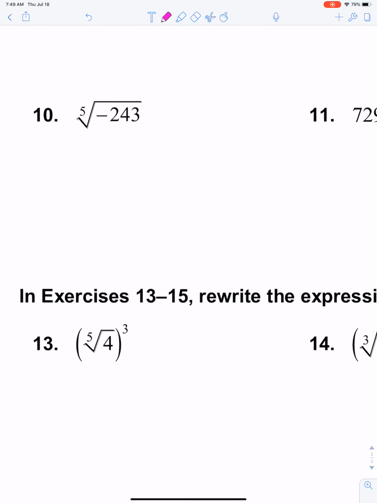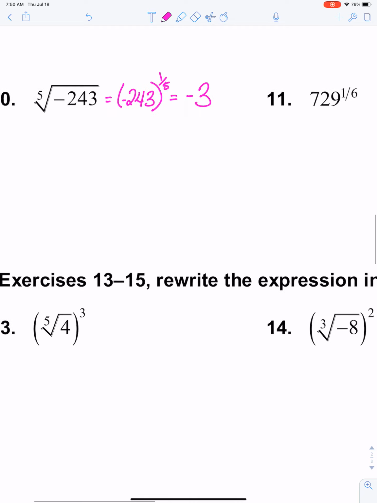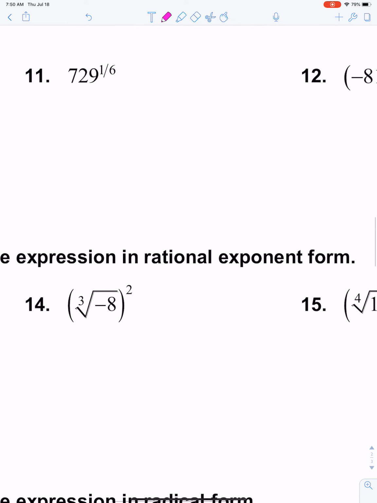Number 10, I know this seems repetitive and easy. However, I do want you guys to get familiar with working with the calculator. So, the fifth root of negative 243, also known as negative 243 to the 1/5 power. The fifth root of negative 243 comes out to be negative 3. Again, I don't expect you to know these. You should be using a calculator at this point.